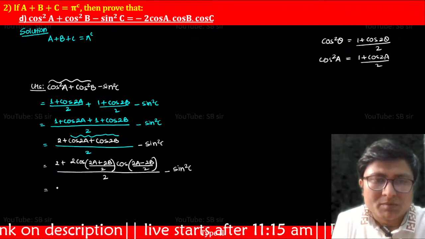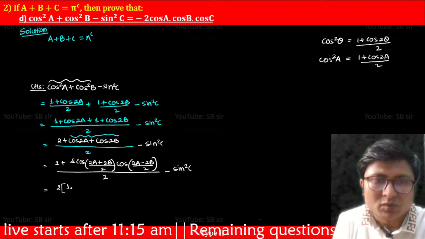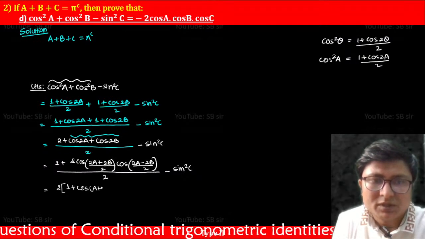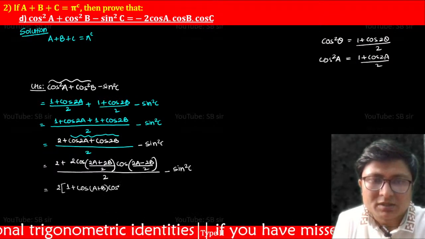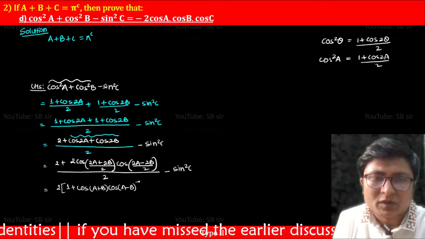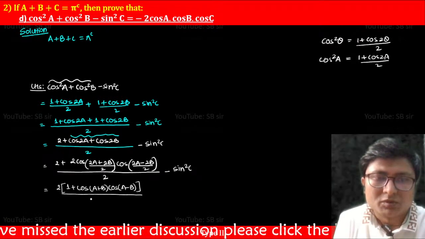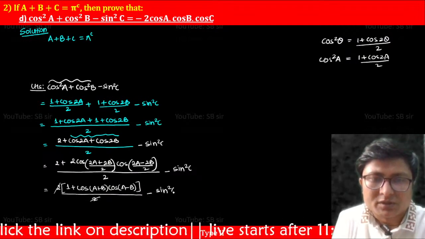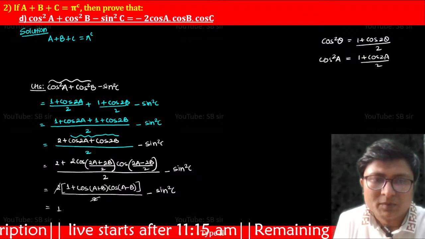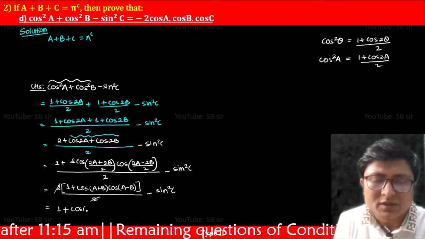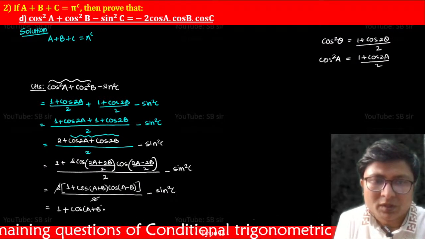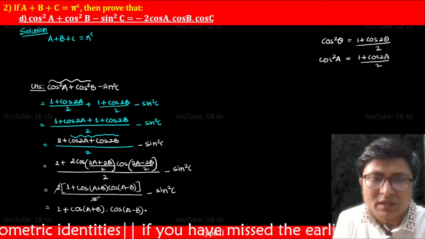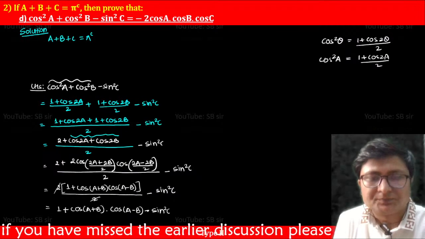So 2 is common here in the numerator, so 2 times 1 plus cos of 2A plus 2B by 2, it is simply A plus B. The next one is cos A minus B, whole upon 2, these 2 are cancelled. So minus sin square C, this equals 1 plus cos A plus B into cos A minus B minus sin square C.